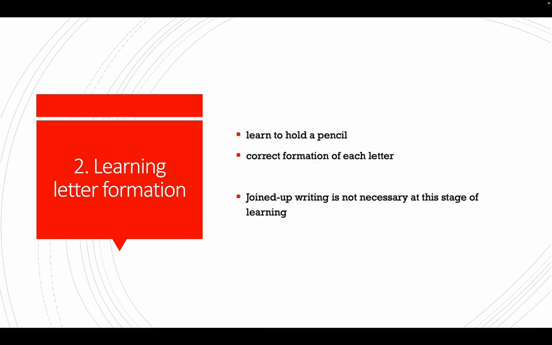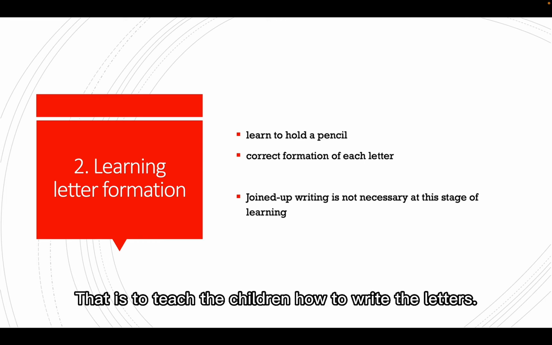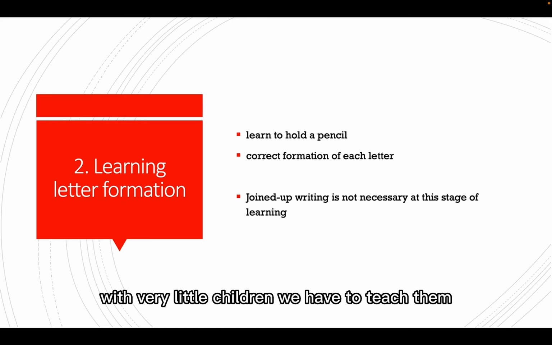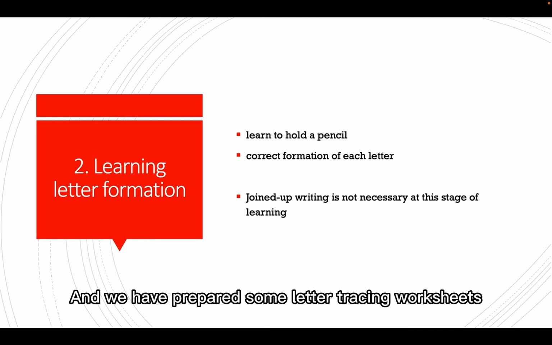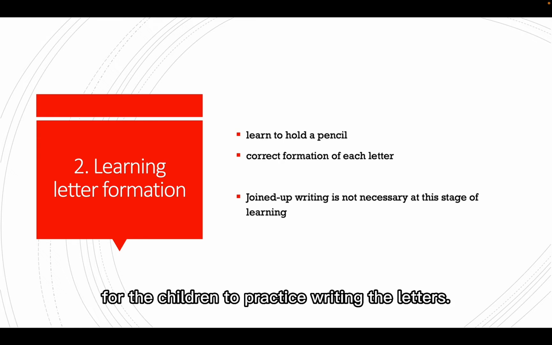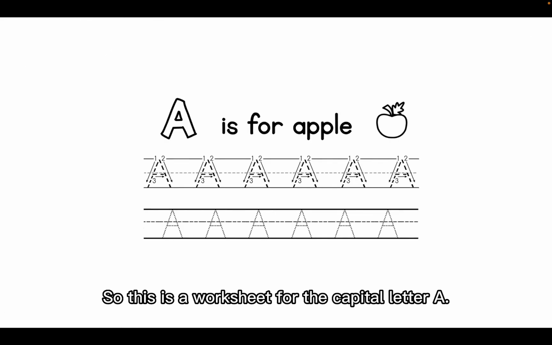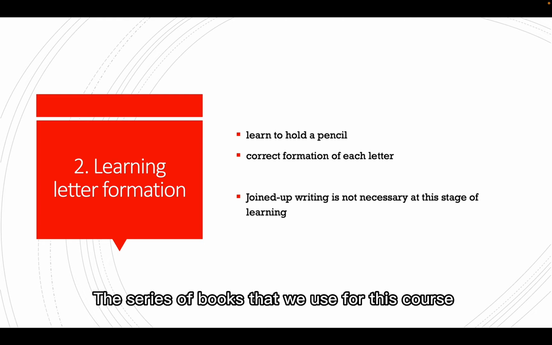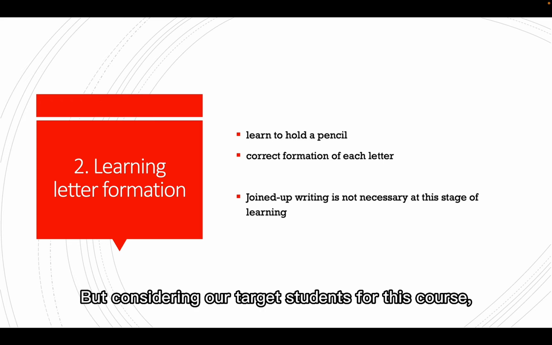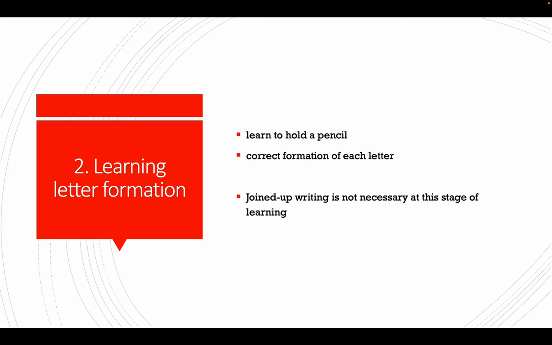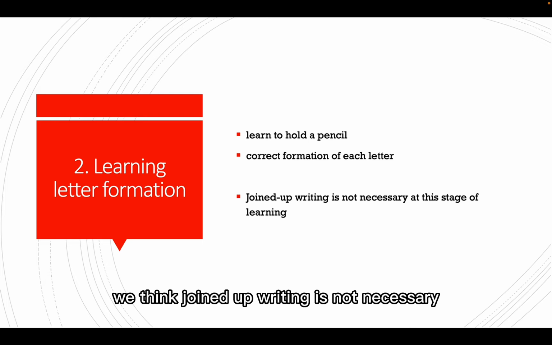Skill number 2, learning letter formation. That is to teach the children how to write the letters. With very little children, we have to teach them how to hold a pencil in the first place. And we have prepared some letter tracing worksheets for the children to practice writing the letters. So this is a worksheet for the capital letter A. The series of books that we use for this course suggests that the teacher can also teach the students joined up writing. But considering our target students for this course, we think joined up writing is not necessary at this stage of learning.